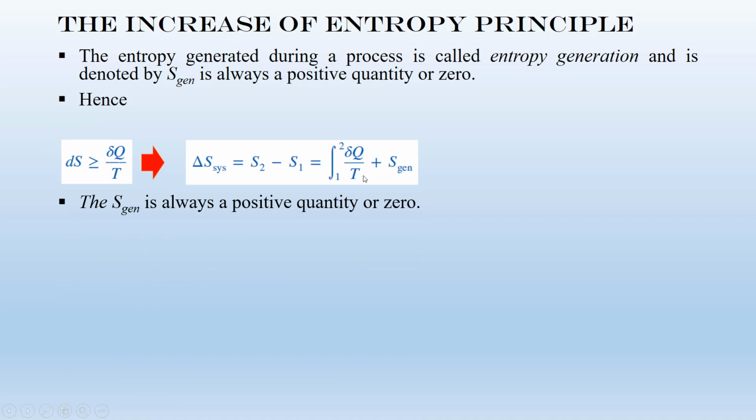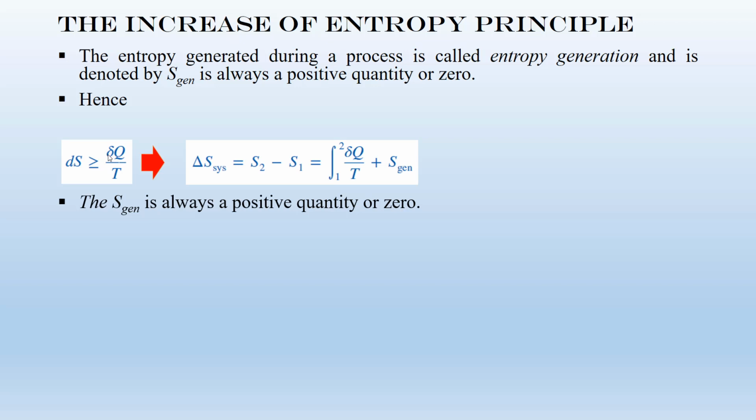Here you can see, guys, if we add the S generation, then we can convert this inequality to an equality. So based on this equation, the S generation is always positive or equals 0, correct? In the previous slide you learned that the delta S for the system can be either negative, positive, or 0, correct? However, the S generation is always positive or 0, based on this equation where we converted it to the generation. I just forgot to mention that, guys.